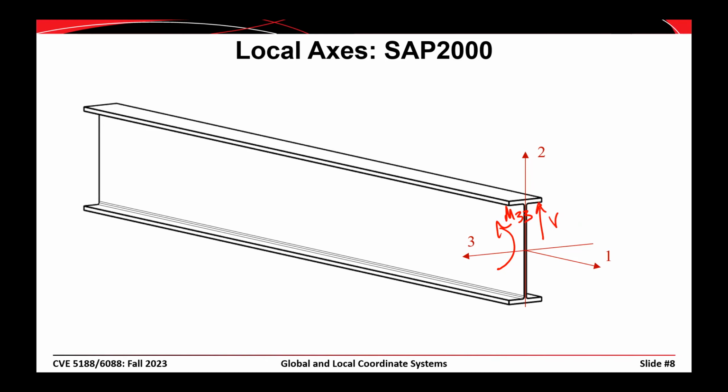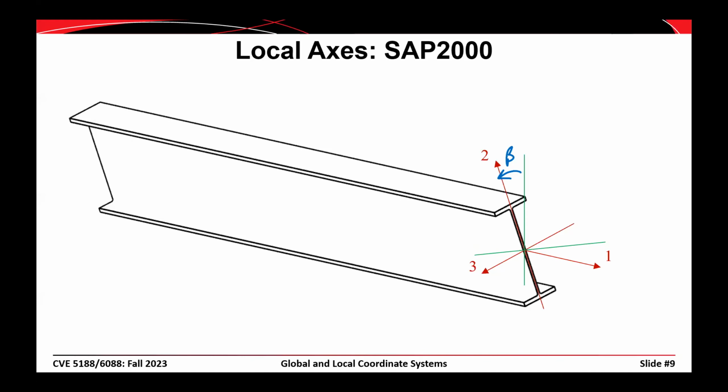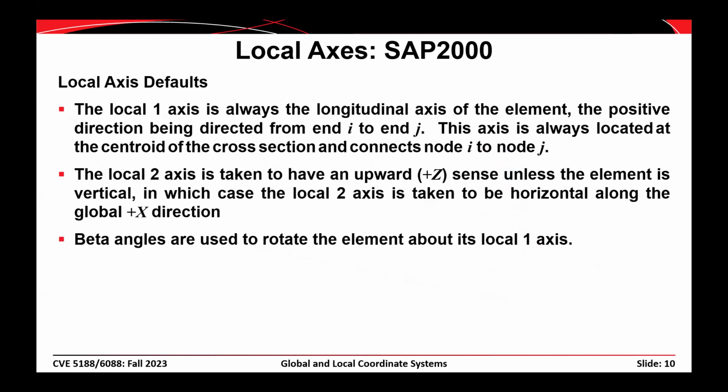And so then V2 is our strong axis shear. And then at the other end of the member, it's reversed, but it's about the same. And we also have the beta angle in SAP 2000, and it works basically the same. So if you go to the SAP 2000 menus, or manuals rather, and you know, there's thousands of pages of manuals for SAP 2000.